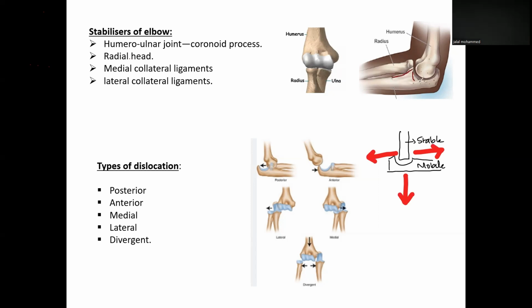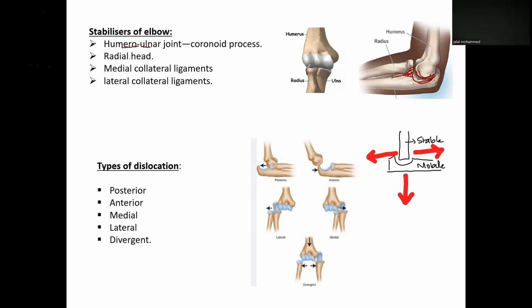this is the ulna and the humerus. This is something like a round structure inside a socket, so it is inherently stable. It does not easily subluxate or dislocate unless there is a very significant injury. And the presence of this coronoid process gives additional stability. So we have inbuilt stability of the humero-ulnar joint.